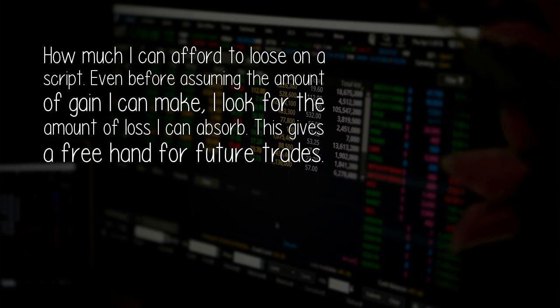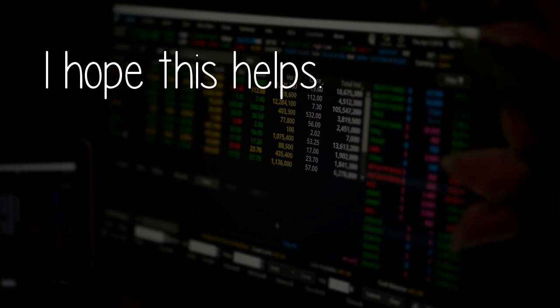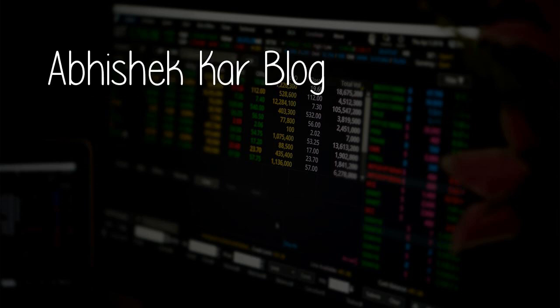How much I can afford to lose on a script. Even before assuming the amount of gain I can make, I look for the amount of loss I can absorb. This gives a free hand for future trades. Finally, is the market trending or range bound? Usually traders need a trending market. I hope this helps. AK Trade Guru, Abhi Shekhar blog.